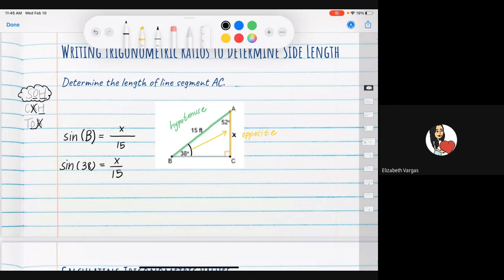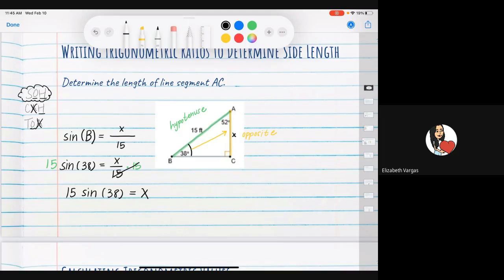B is 38. And now I'm going to isolate my x because that's what I'm solving for. The way I would do that is I'd multiply by 15 on both sides. So that gives me 15 sine 38 equals x.